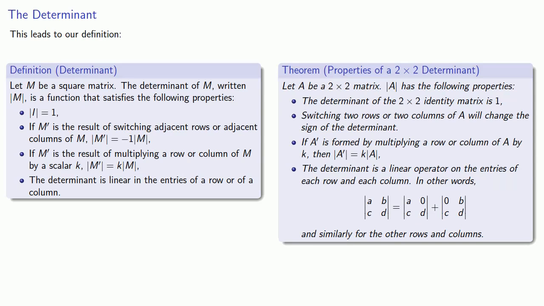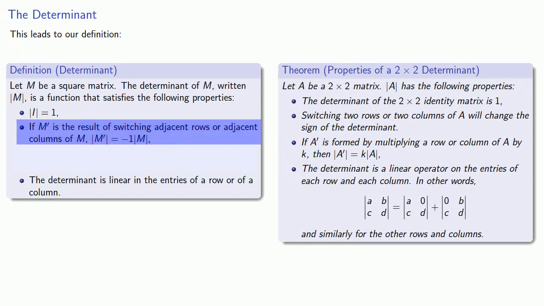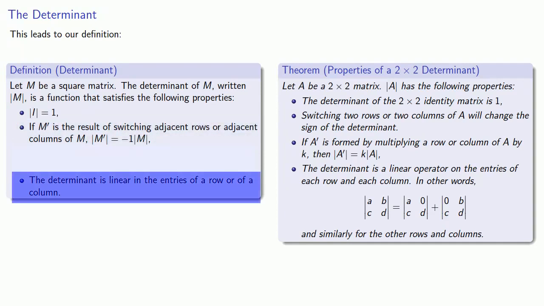Now, it turns out that if we maintain this requirement that the determinant is linear in the entries of a row or column, we actually get the scalar multiplication property. And this is actually an example of the power of linearity. If we assume that the determinant is linear in the entries of a row or column, we don't actually need to require the scalar multiplication property. We can actually prove it. So we'll drop that scalar multiplication property and leave this as our definition of the determinant. The determinant of the identity is 1. Switching adjacent rows or columns changes the sign, and the determinant is linear in the entries of a row or column.